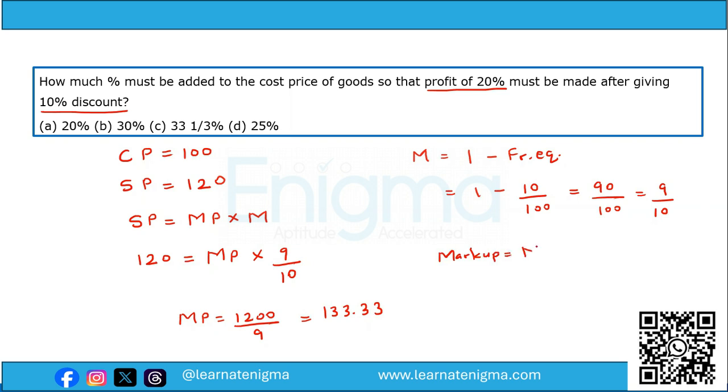So therefore, we can say markup, which is marked price minus cost price. Therefore, 133.33 minus 100, that is 33.33. Now, markup percentage, as cost price is 100, will be directly equal to 33.33 percent itself, because it will become markup upon cost price, that is 100, into 100. So therefore the answer will be 33 1 by 3 percentage.